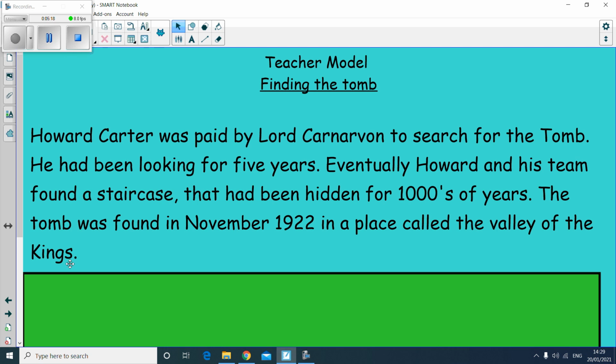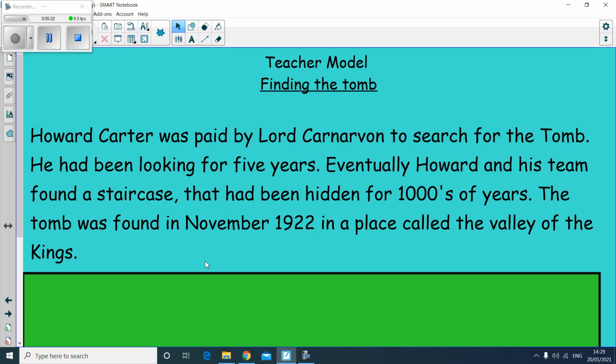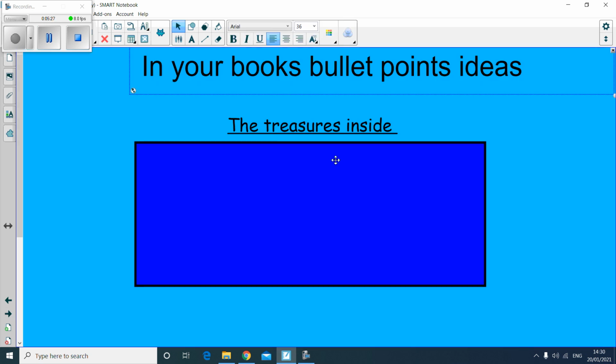So you can see how I've taken my bullet points and put them into sentences. So your task today is we're going to bullet point the ideas first of all, and then you're going to write it up as a paragraph in your books. So we're going to look at the treasures inside.